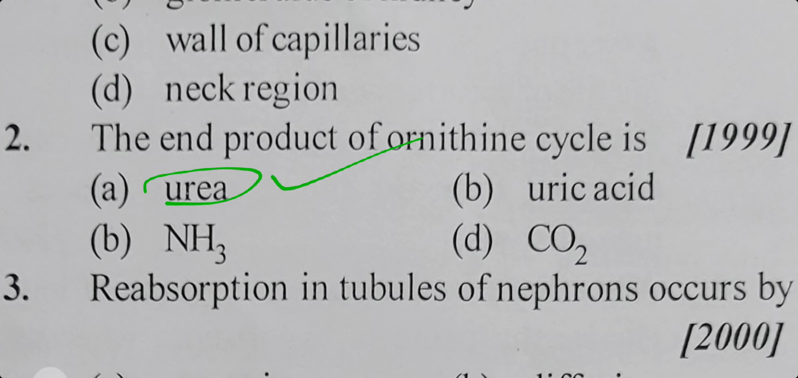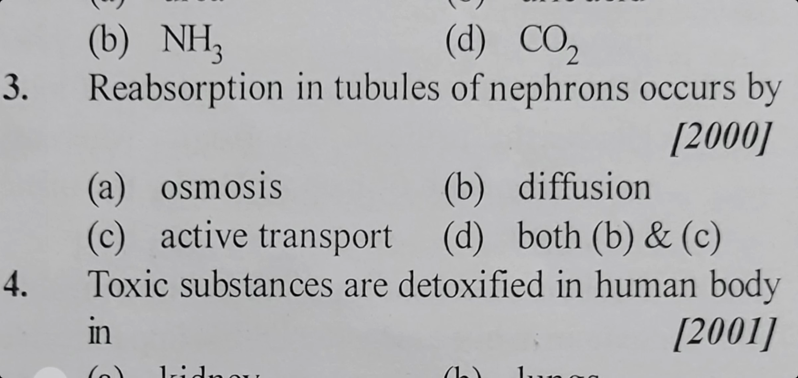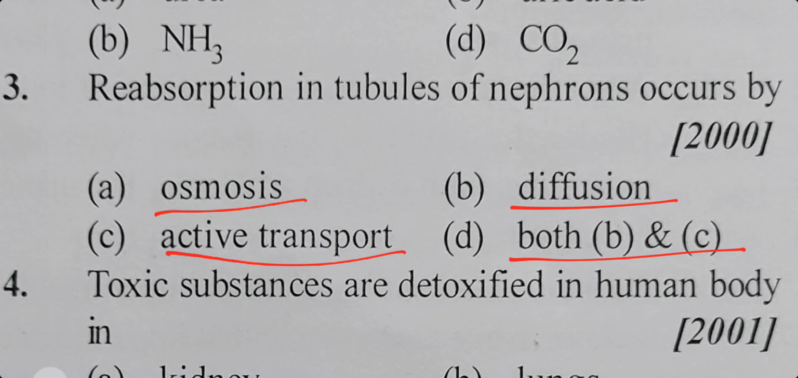Here the question given is, reabsorption in tubules of nephrons occurs by. And the options are osmosis, diffusion, active transport, both diffusion and active transport. So here in the kidney, what happens? Primarily in Bowman's capsule, filtration takes place, and then when it comes to the tubules, reabsorption takes place. Reabsorption in tubules is the second process in urine formation from the filtrate.